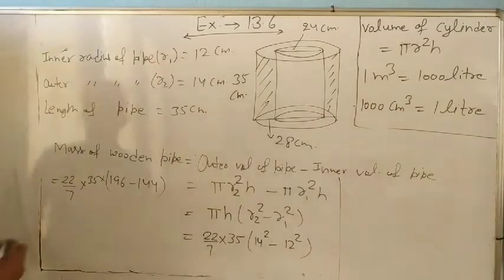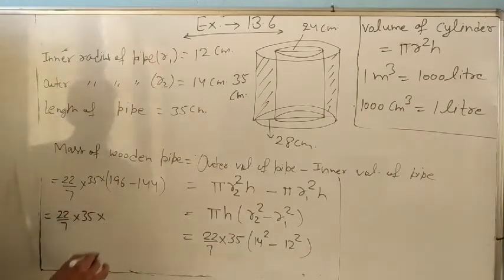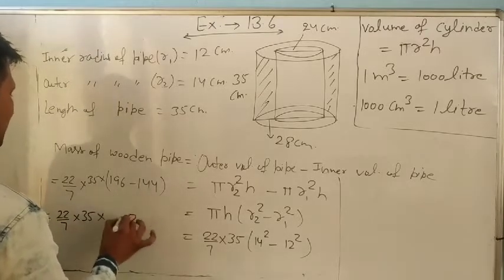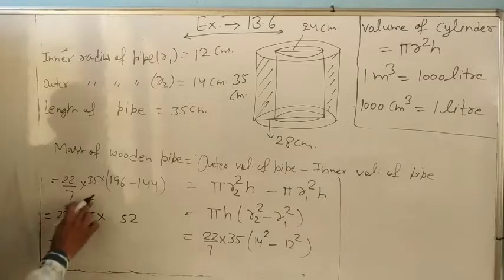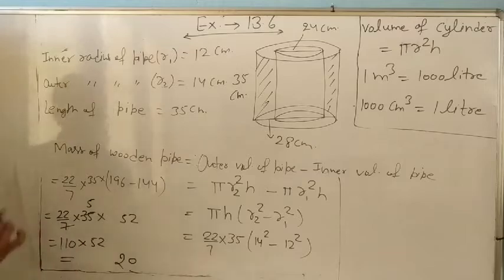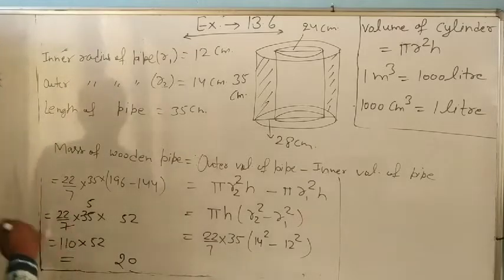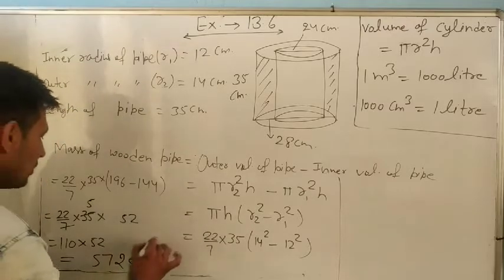Next is 22 by 7 into 35 into 196 minus 144. 6 minus 4 is 2, 9 minus 4 is 5. So you can cut 7 with 35, 5 times. So it is 22 into 5 into 52. 11 times 22... the answer comes to 5720 centimeter cube. It is the volume of wood.